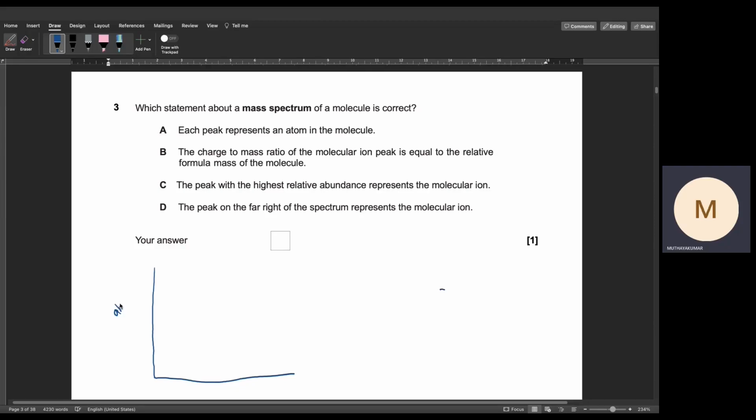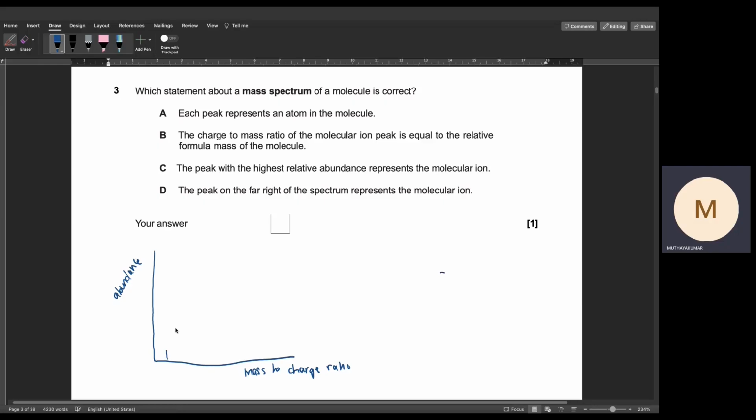So on the y-axis, we've got abundance. On the x-axis, we've got something called m/z, or mass to charge ratio. And just to give you a quick recap, a mass spectrum will look like this. So you have sort of vertical lines of varying heights, and the height represents the abundance.